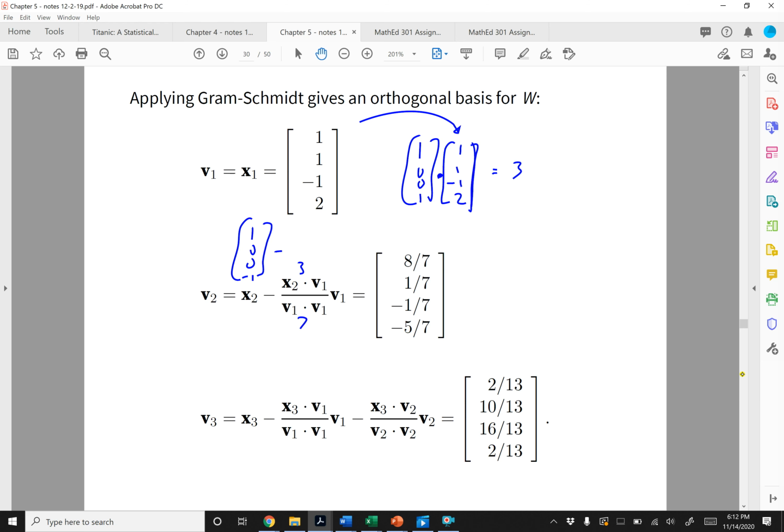So we're going to subtract off 3/7, 3/7, negative 3/7, and I ran out of room, 6/7. So if we subtract that off, then 1 minus 3/7 is... oh, sorry. This is x2, right? So 1 minus 3/7. How come it gives us 8/7? I don't know. Where did I mess up here, folks? x2 dot v1, that looks like it should be 3. So that's a 1, 0, 0, 2. So that gives us 3, right?